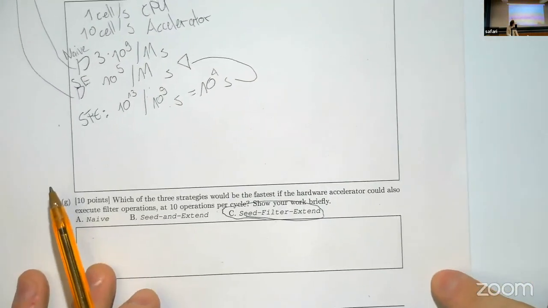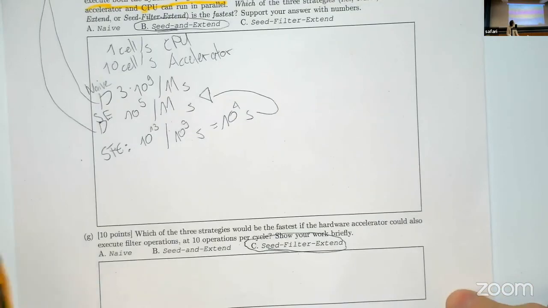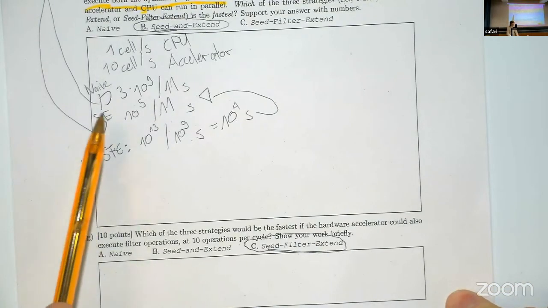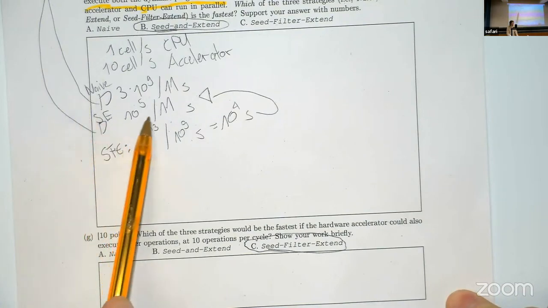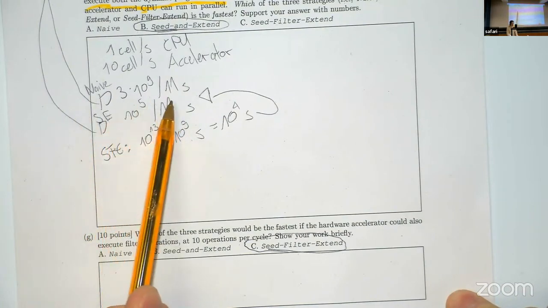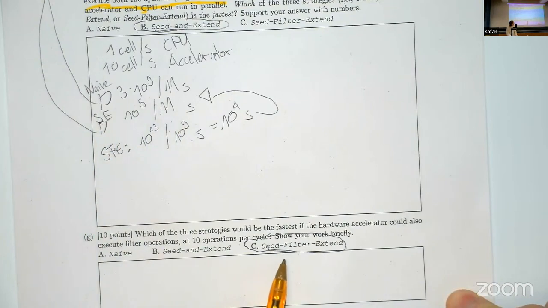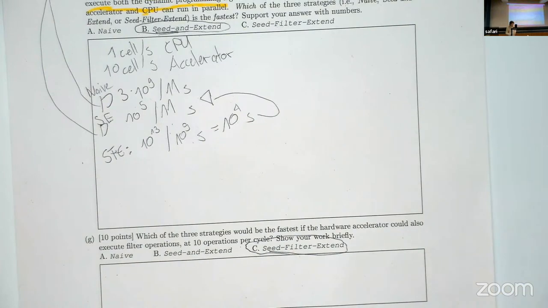And in the presence of that, of course, seed filter extend is fastest, because similar to how, I should put this up again. So similar to how up here, seed and extend is simply faster than naive because you have less work at the same throughput. Now all of a sudden down here, you also have less work overall at the same throughput. Seed filter extend, and that's it.